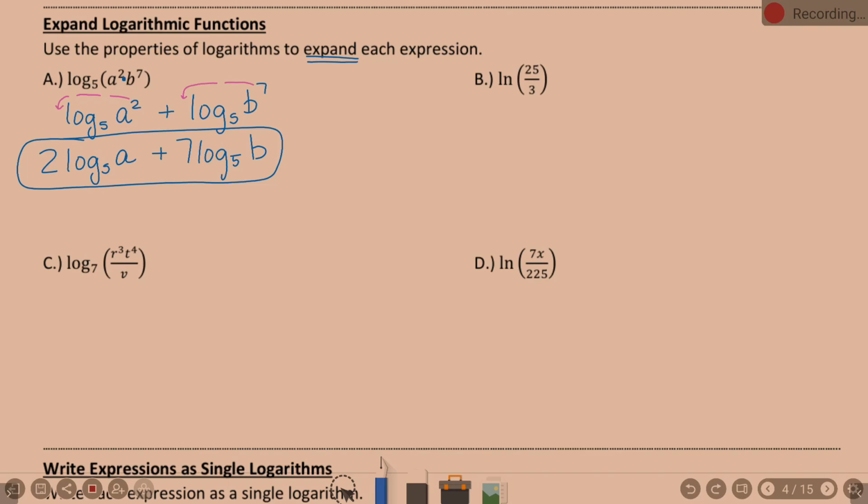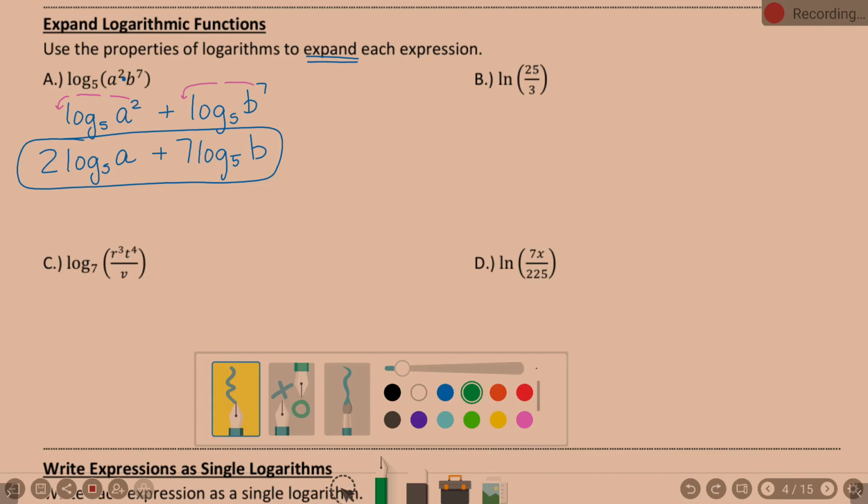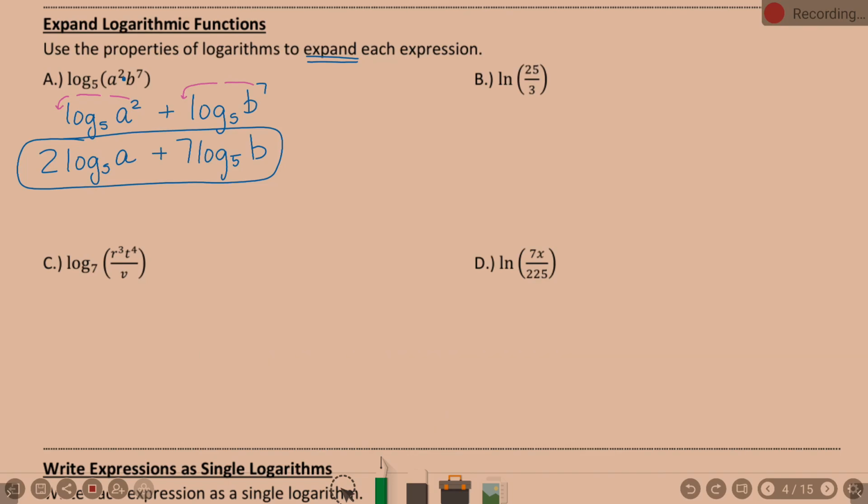But, okay, let's look at B. Natural log of 25/3. Well, do my rules still apply here? It's still a log, isn't it? Okay, it's a natural log instead of log base something, but it's a natural log. It still applies. So what do you see happening here?